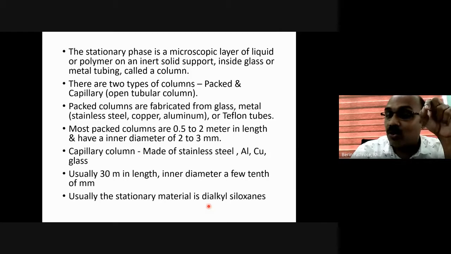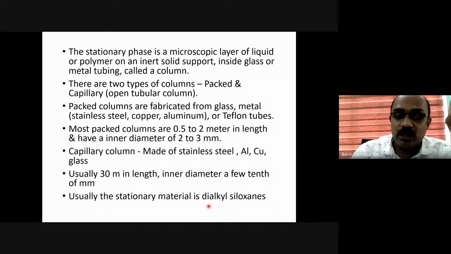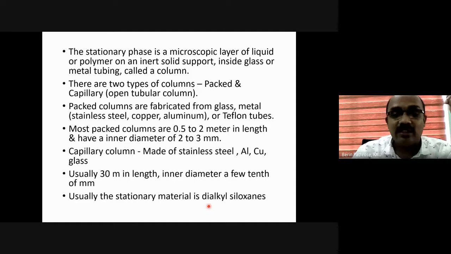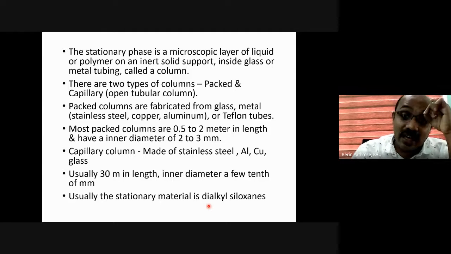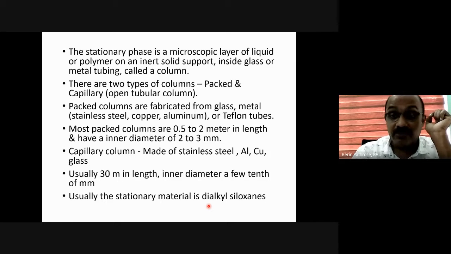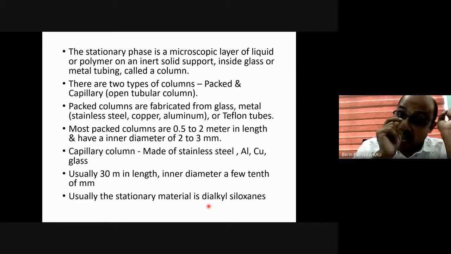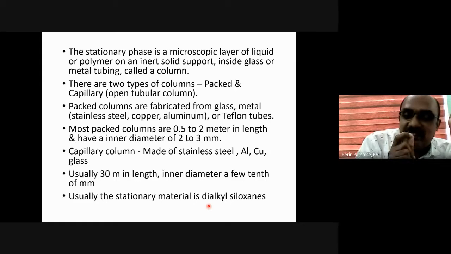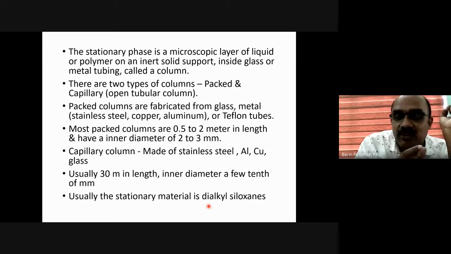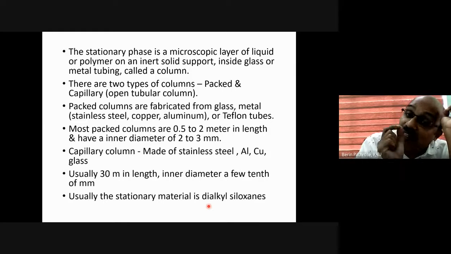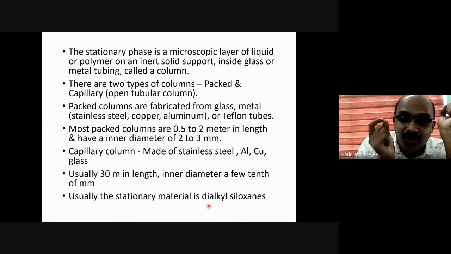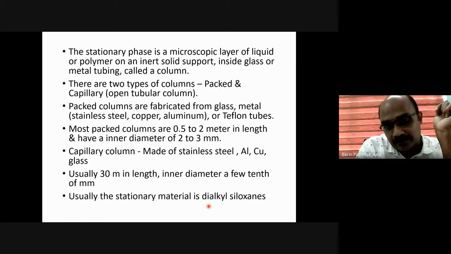These capillary columns are made out of stainless steel, aluminum, copper, glass, etc. Usually, it is made of copper. Whatever I have seen is made of copper. And see the length, it is 30 meter. It is very long, and it is extremely fine, very thin. That's why it is called a capillary column. The diameter is a few tenths of a millimeter. It's not even a millimeter.